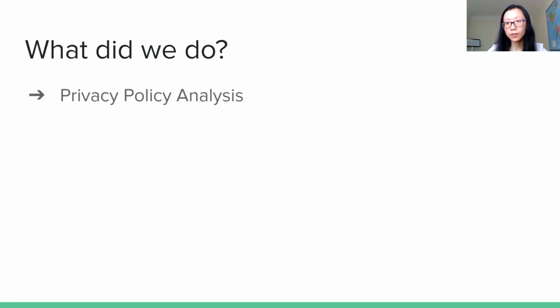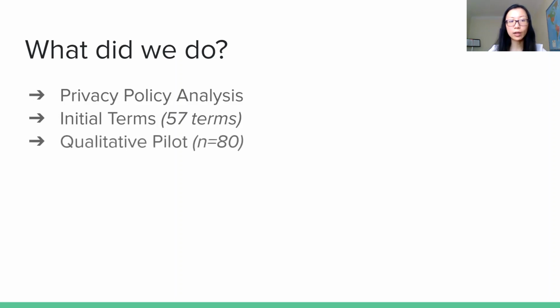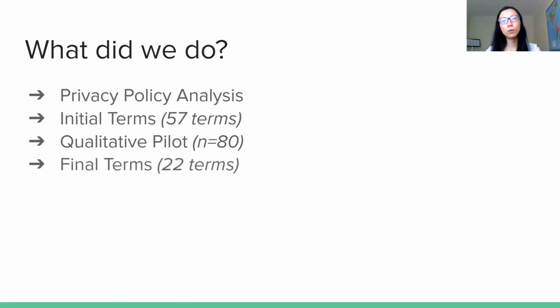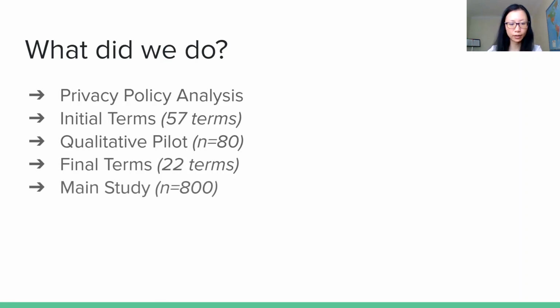Since we're looking at privacy policies, we had to read and analyze them. So we read a bunch of privacy policies and extracted a set of 57 initial technical terms of interest. Using these terms, we ran a qualitative pilot of 80 people on Amazon Mechanical Turk. Our MTurk workers were always located in the United States and had a 95% plus acceptance rate. From the qualitative pilot, which we used to look at which terms were commonly misunderstood, we ended up with a final set of 22 terms. And these are the 22 terms we used for our main study of 800 users on Amazon Mechanical Turk.